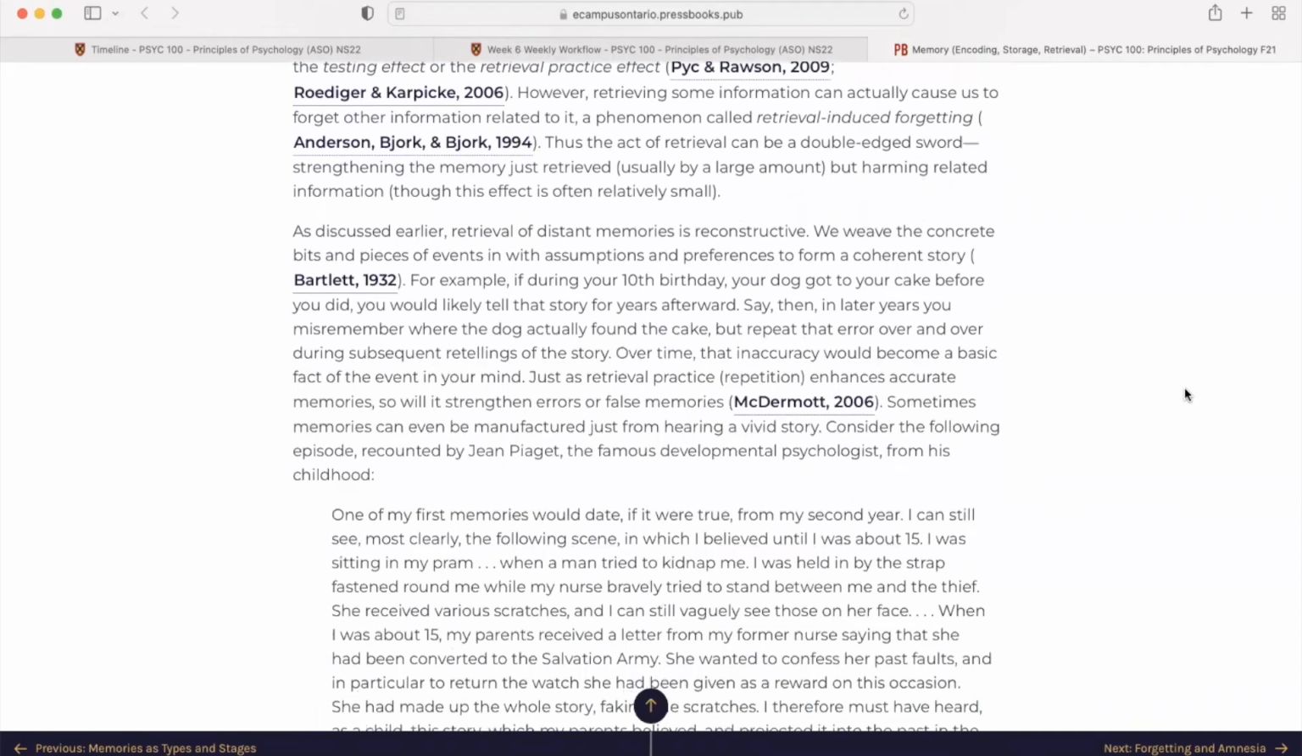As discussed earlier, retrieval of distanced memories is reconstructive. We weave the concrete bits and pieces of events in with assumptions and preferences to form a coherent story. For example, if during your 10th birthday your dog got into your cake before you did, you would likely tell that story for years afterwards. Say that in later years you misremembered where the dog actually found the cake, but repeated that error over and over during subsequent retelling of the story. Over time, that inaccuracy would become a basic fact of the event in your mind. Just as retrieval practice, repetition, enhances accurate memories, so will it strengthen errors or false memories.